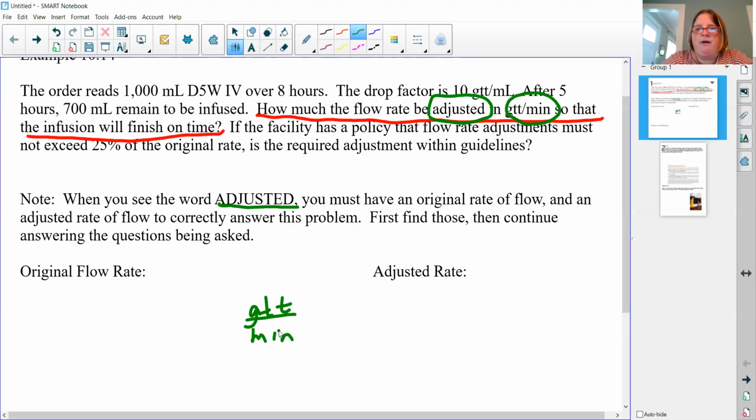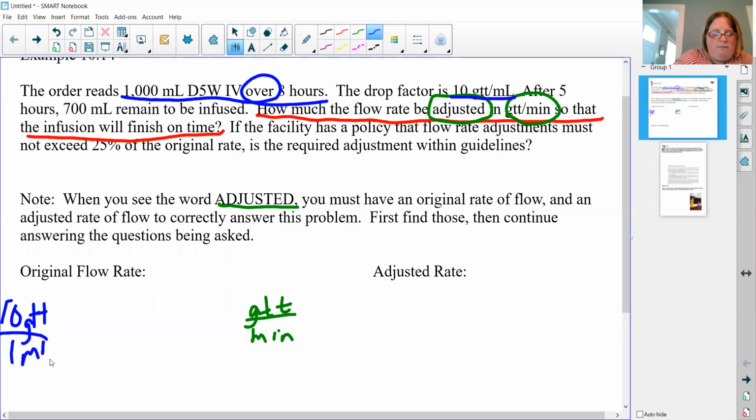Originally, let's figure out what that was. So right now we need to find drops in top or time in bottom. Right now we have 1,000 milliliters over 8 hours is one fraction, and 10 drops per milliliter in another one. So I'm going to use 10 drops per milliliter because drops is on top. And then I need minutes on bottom, so I'm going to multiply to get milliliters out. And when I look up here, I'm going to use 1,000 milliliters per 8 hours.